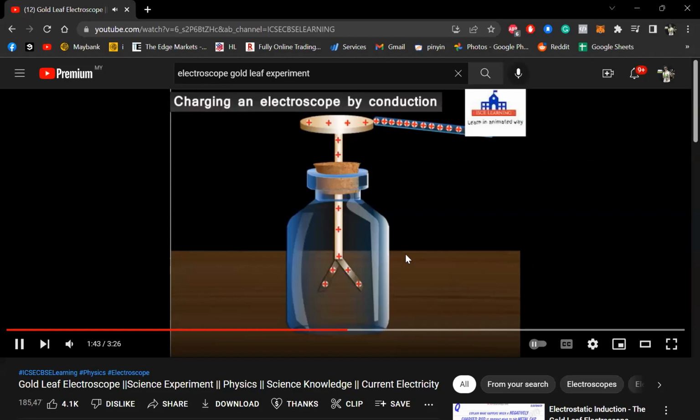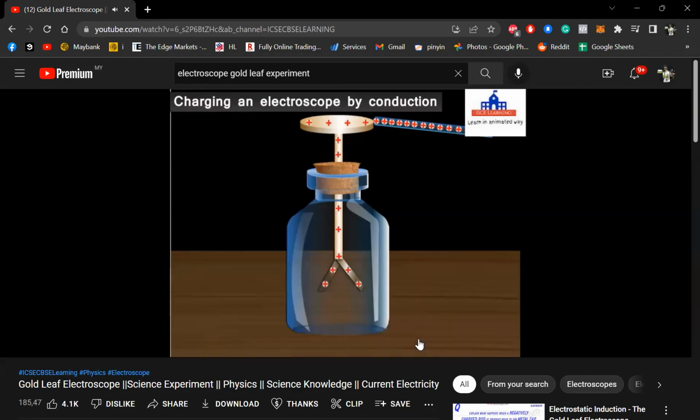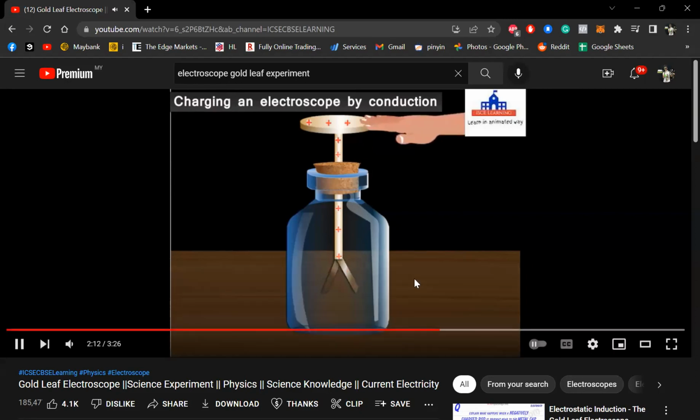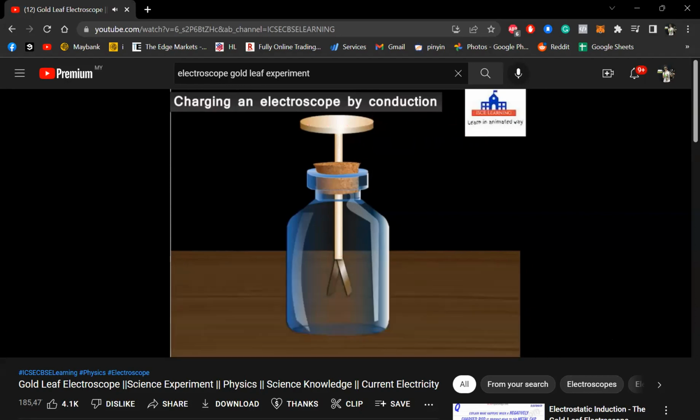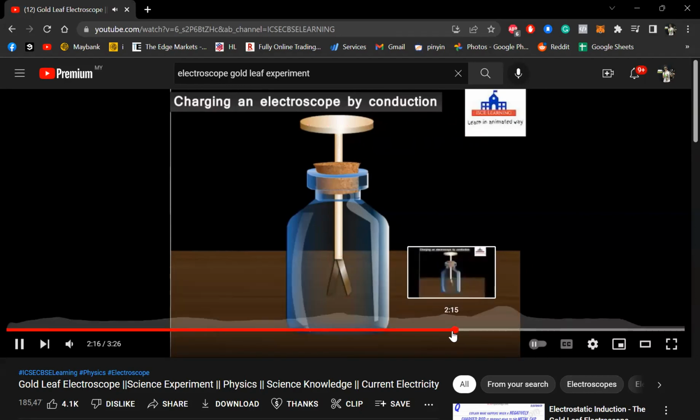Observe that as soon as the positively charged glass rod is brought in contact with the neutral metal disc, the gold leaves diverge due to the presence of similar positive charges on them. Now, remove the glass rod. We notice that the leaves still remain diverged. This shows that the electroscope is charged by conduction. Now, touch the electroscope with your hand. What do you notice? We find that the gold leaves collapse.